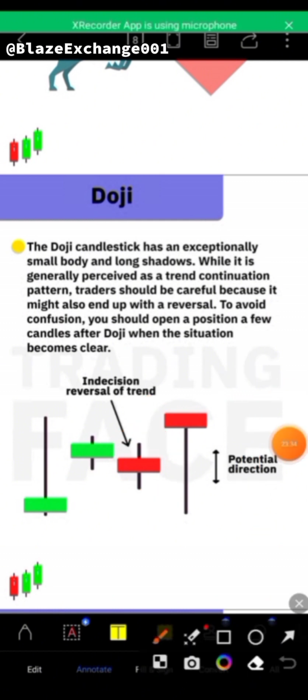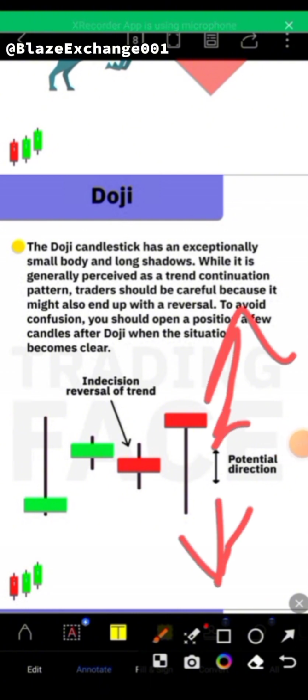That's what they say. You see the potential direction, the arrow they are showing. It might go up or come down. So that's it for bilateral candlesticks. So thank you.